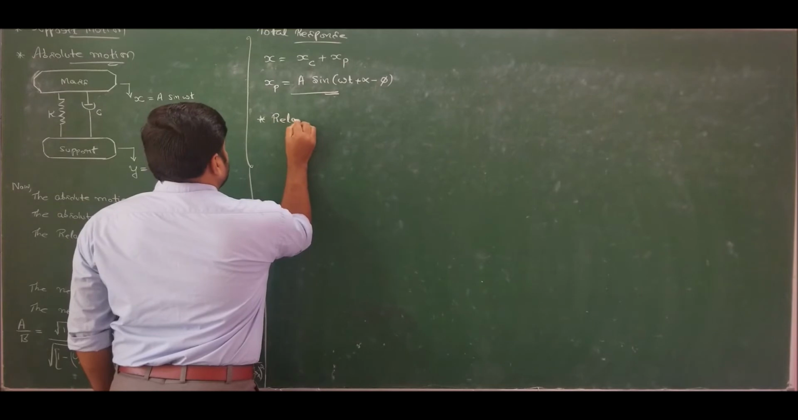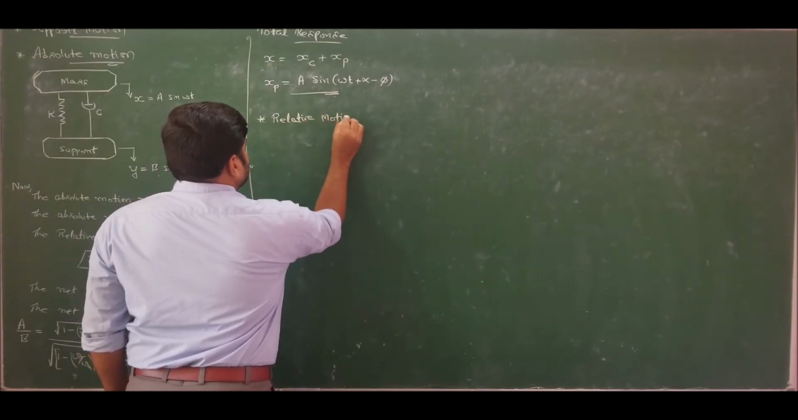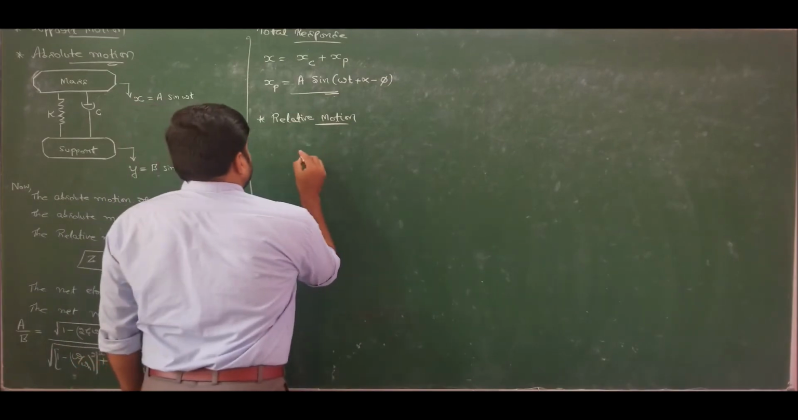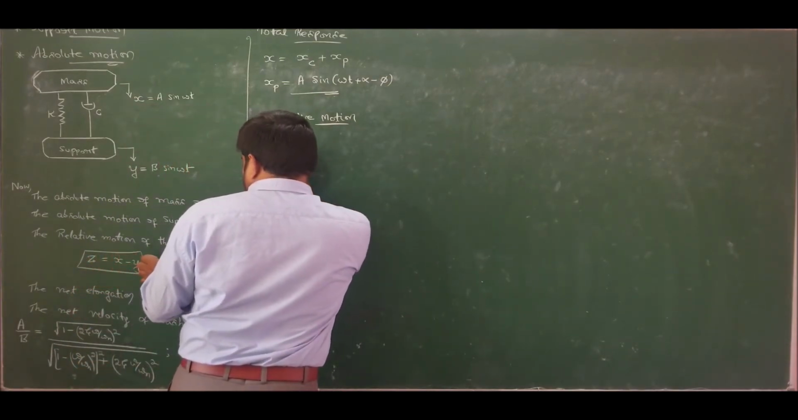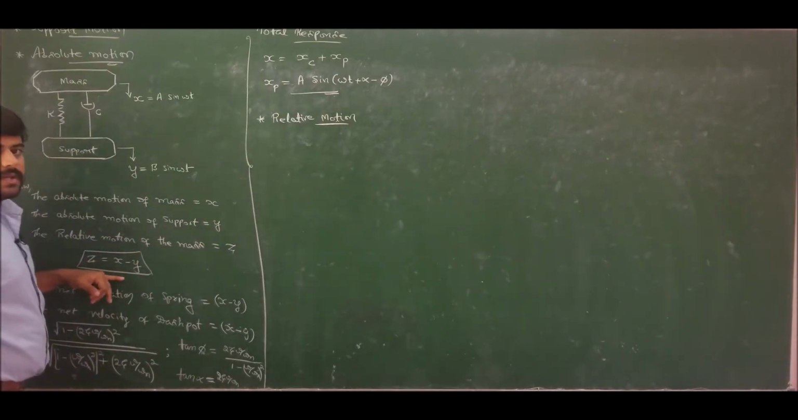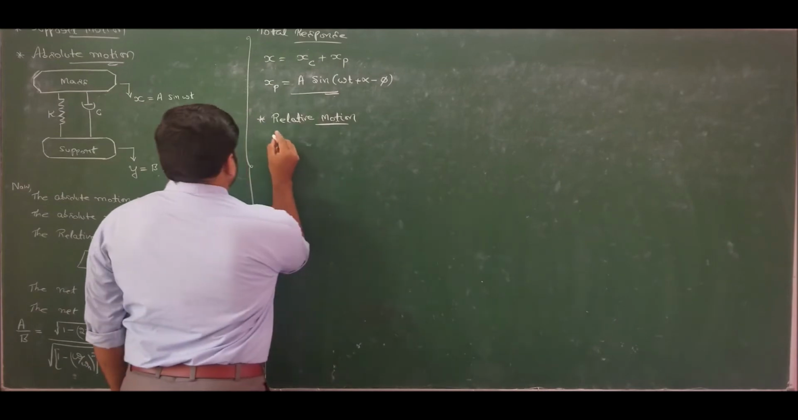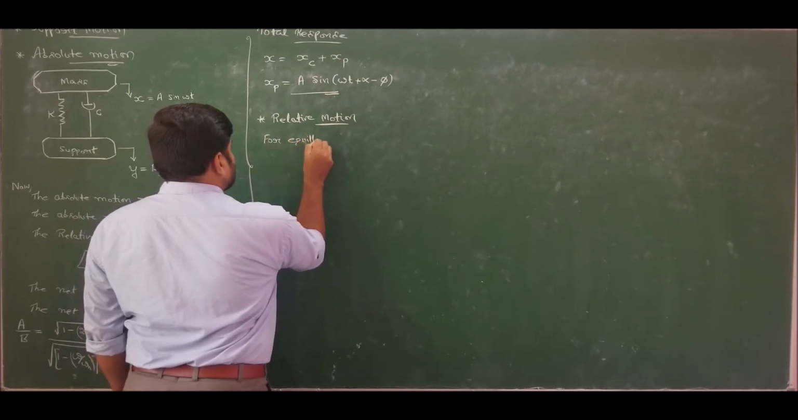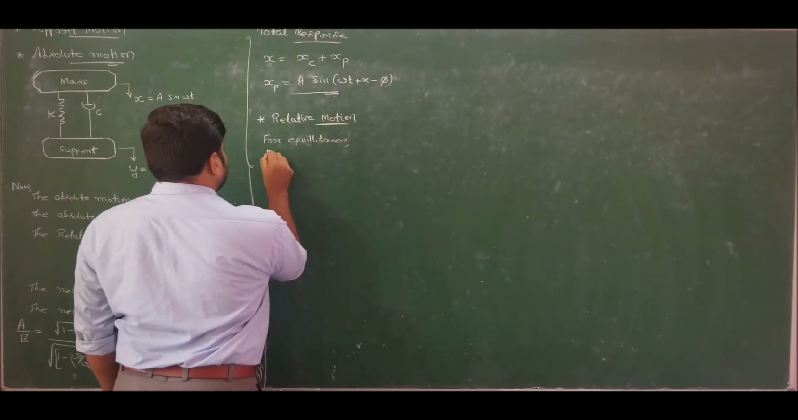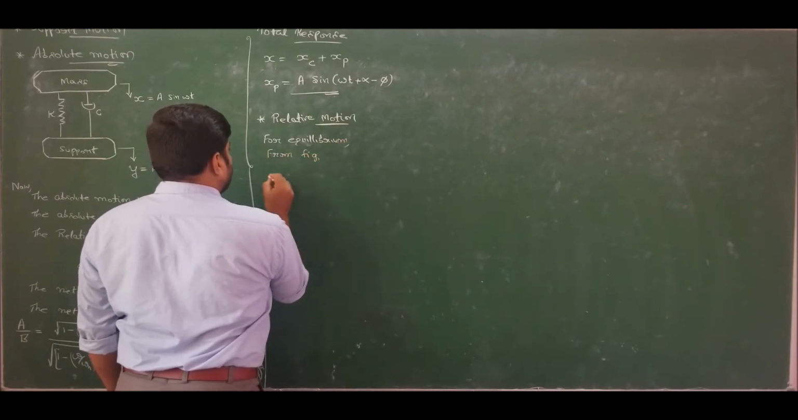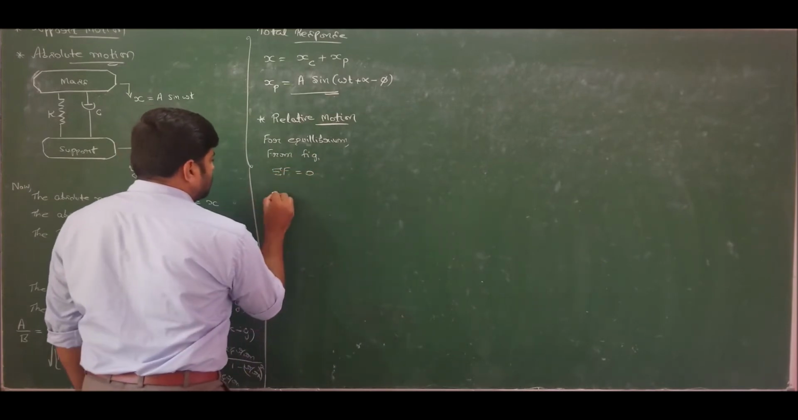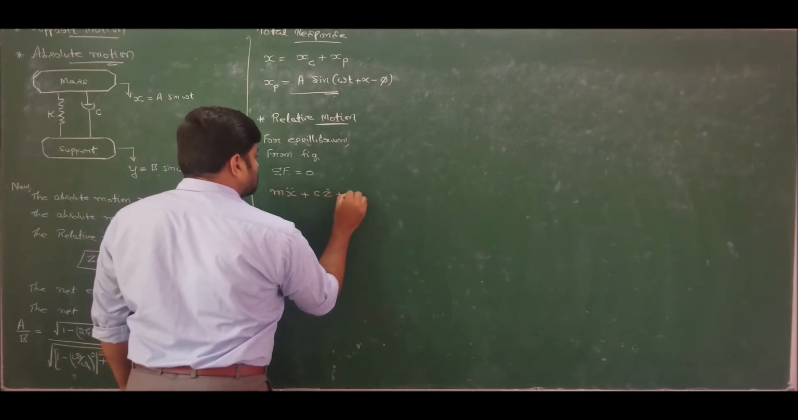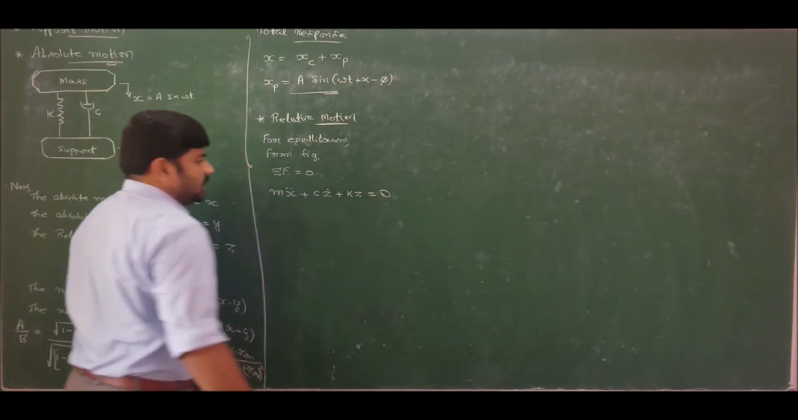If I go for relative motion, what happens? Coming to relative motion, as we all know, the relative displacement of the mass is nothing but z, which is given by z is equal to x minus y. Now from the same figure, for equilibrium, the sum of forces must be equal to 0, right? Therefore it is m x double dot plus c z dot plus k z must be equal to 0.